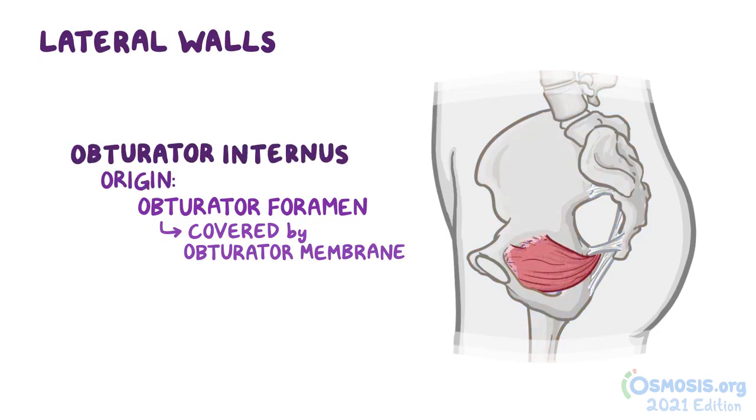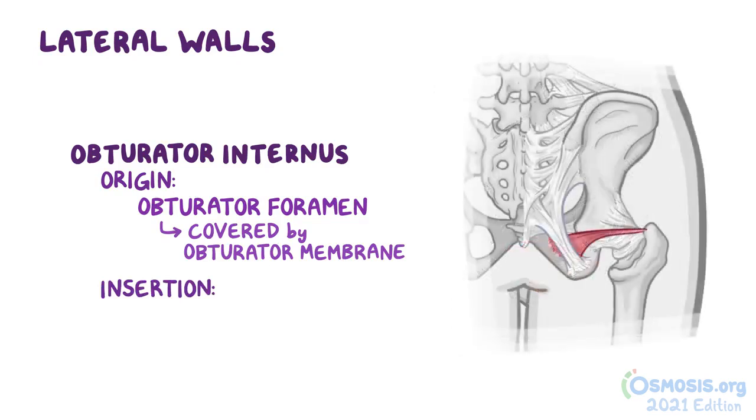Now, the fibers of the obturator internus muscle converge posteriorly to become tendinous, and then travel through a foramen called the lesser sciatic foramen. Finally, they attach to a large area on the lateral side of the femur called the greater trochanter.